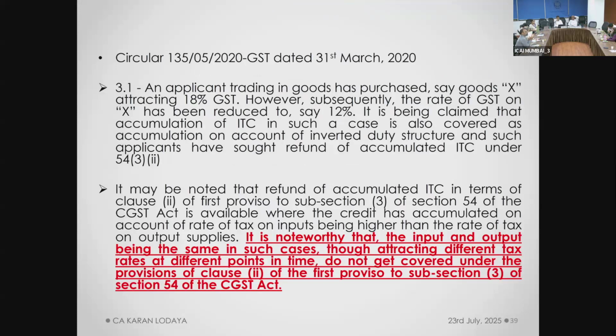I see this red mark. It is noteworthy that input and output being the same in such case, though attracting different tax rate at different point of time, do not get covered under 89. And same example is there. X has been reduced to 12%.